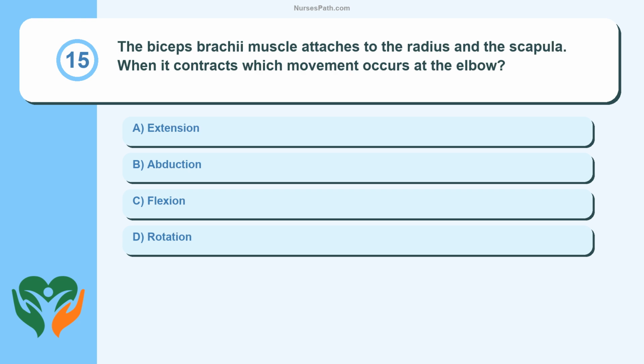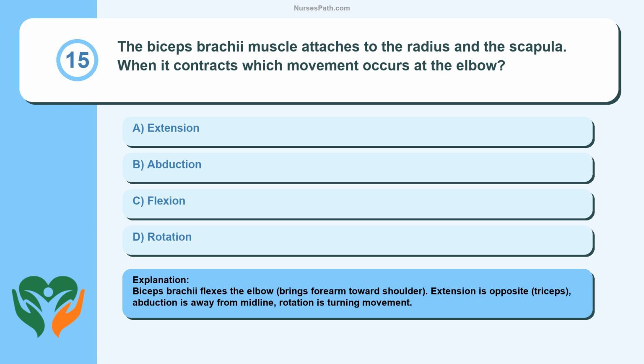Question 15. The biceps brachii muscle attaches to the radius and the scapula. When it contracts, which movement occurs at the elbow? Extension, abduction, flexion, rotation. Biceps brachii flexes the elbow, bringing the forearm toward the shoulder. Extension is the opposite, triceps; abduction is away from midline; rotation is turning movement.